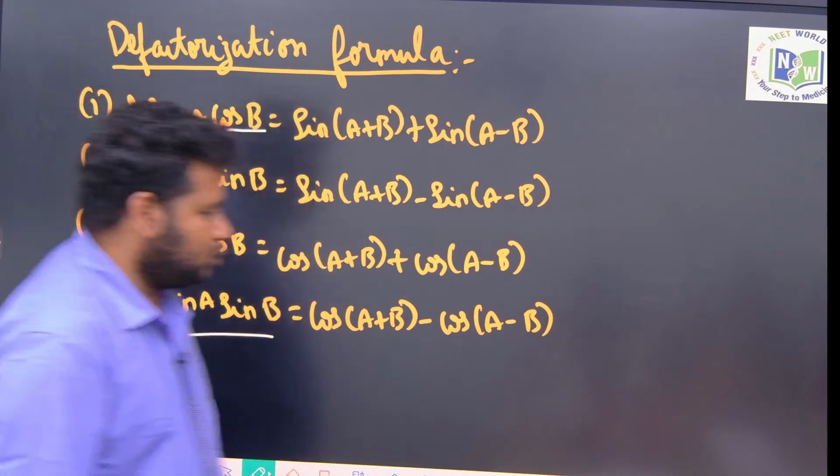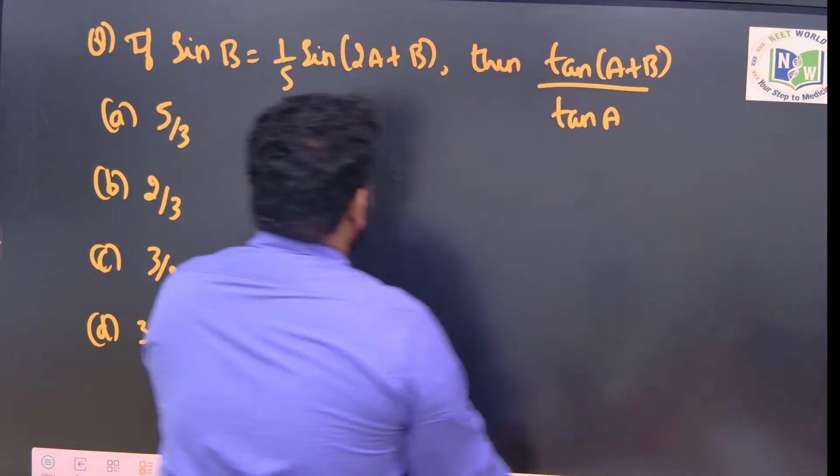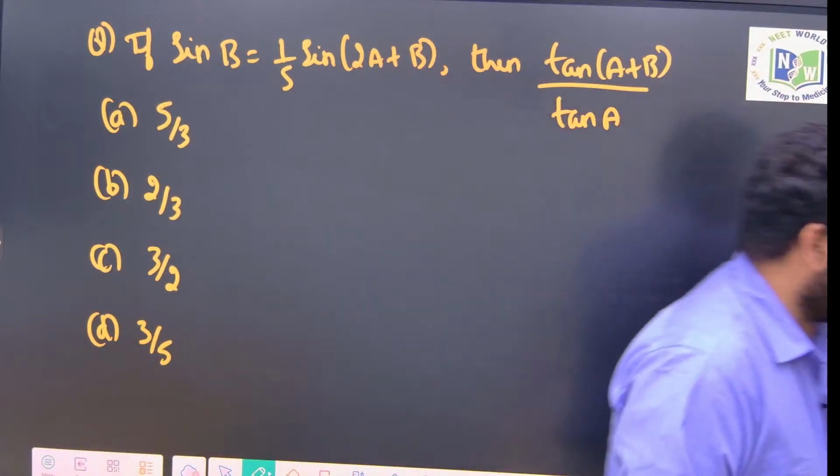Clear? So based on this also you will be solving the questions. Look at this question. If sin B is given as 1 by 5, sin B is given as what? 1 by 5.